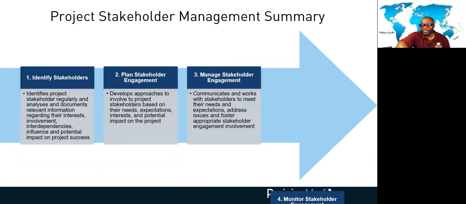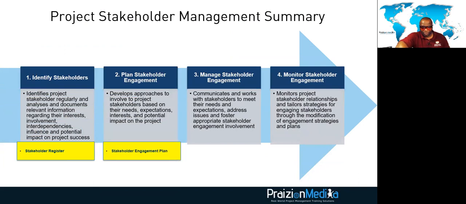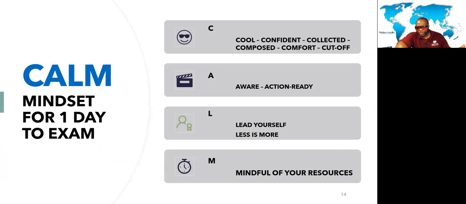Last but not least, we have stakeholder management, and things to remember here: your stakeholder register, the power interest grid, influence impact grid, all that stuff, the stakeholder engagement plan, and the stakeholder engagement assessment matrix. And that concludes the knowledge areas.